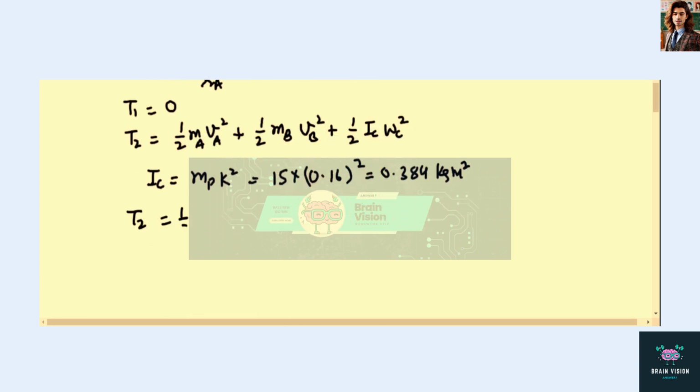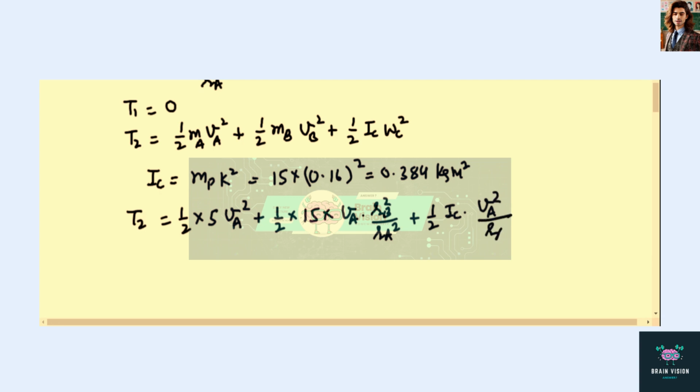Substituting in the above equation, we will get the final energy T2 as half, mass of A is 5 kg, into vA square, plus mass of block B is 15 kg and velocity of block B by equation 1 you may write as velocity of A into Rb square over Ra square, plus half Ic into omega c square, so it can be written as vA square over Ra square.